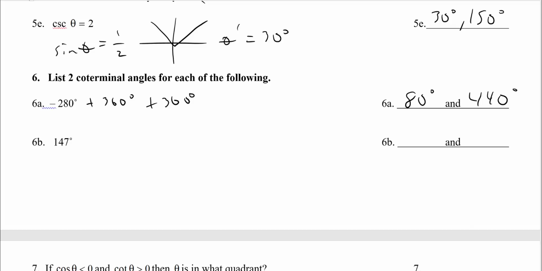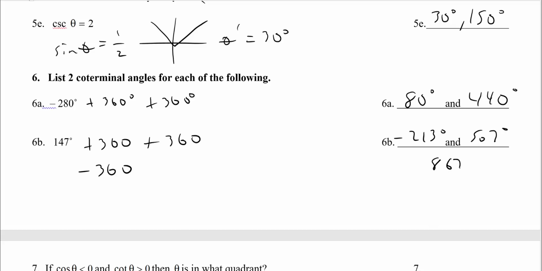Okay? And then 147, again, same thing. Add 360 and add 360. So I think my answer here, I even subtracted 360 because you can do either one, right? So I came up with negative 213 degrees, 507 degrees, and then that other one is 867 degrees.